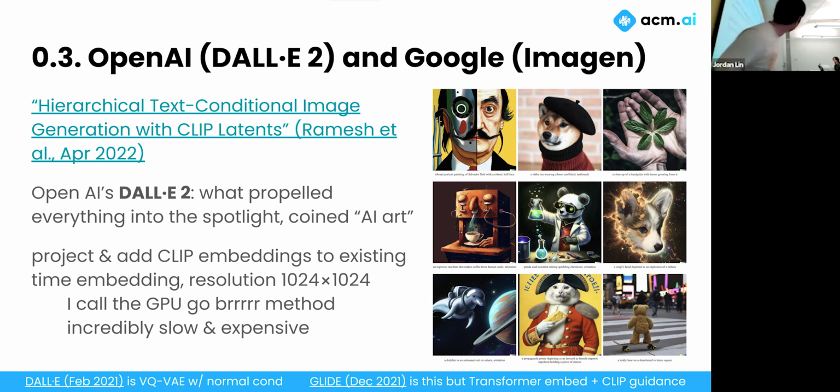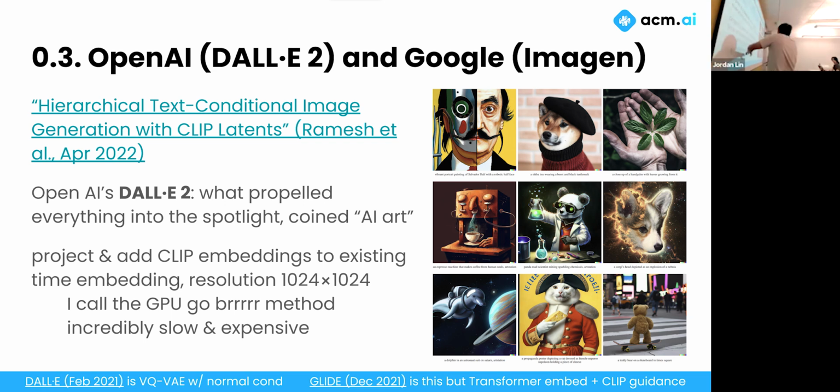Part 0.3. OpenAI with DALL-E 2 and Google with Imagen. So DALL-E 2 was one of the first text-image models that really went viral. It is what propelled everything into the spotlight and kind of coined the word AI art for real. And it basically did exactly what we said. It projected and added CLIP embeddings to existing time embeddings. So it used the same way to inject these embeddings at a resolution of 1024 by 1024. I call it the GPU-go-burr method because they had a sort of encoder thing. The paper was not very clear.